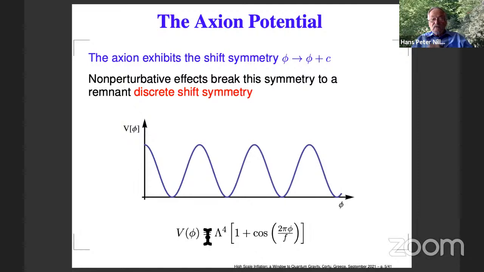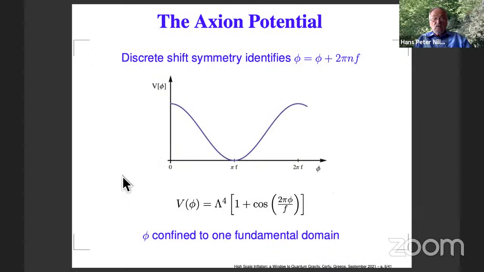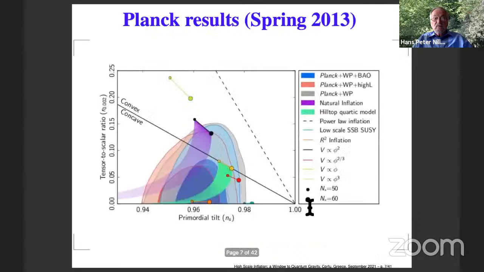It's a 1 plus cosine potential, and f is the axion decay constant, which is relevant for the size of the fundamental domain. Of course, if you want to do inflation, you have to do it within one of these fundamental domains. And so phi has to be contained between zero and, let's say, 2 pi f, where f is the axion decay constant. So if you want to make a very flat potential, it becomes flatter when you make f large, as you can see from this picture.